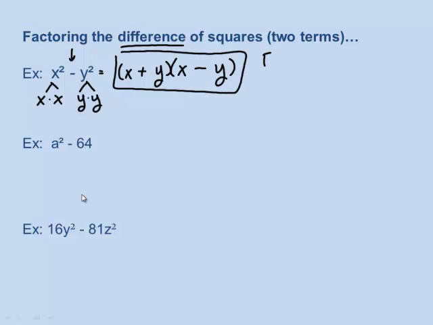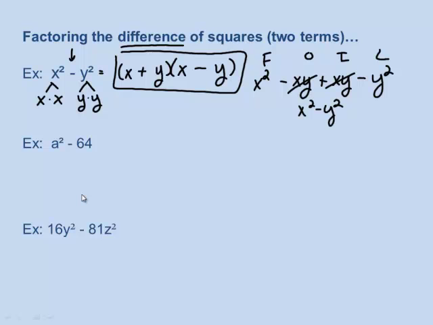If you wanted to check that, you can FOIL that out. Our first two, x times x, is x squared. Outer product, x times minus y is minus xy. Inner product, positive y times x is positive xy, if we write that in alphabetical order. And last two, positive y and negative y is negative y squared. Notice that our outer and inner terms cancel themselves out, and we're left with x squared minus y squared, which was indeed the original problem we were trying to factor.